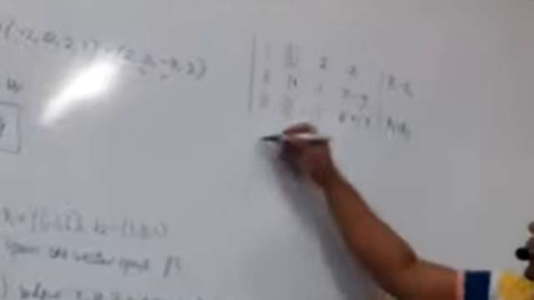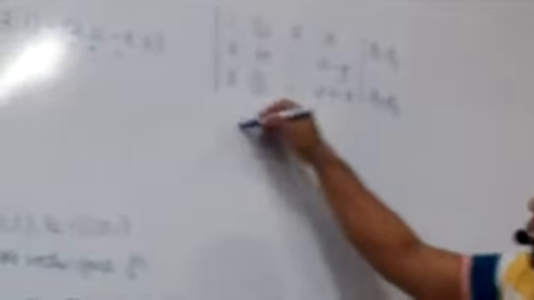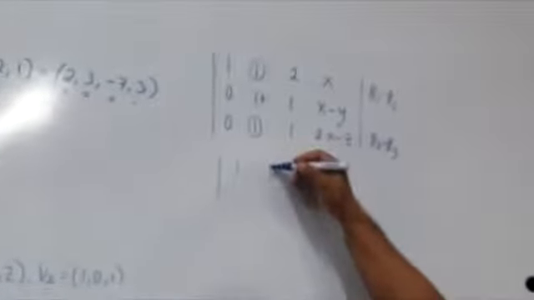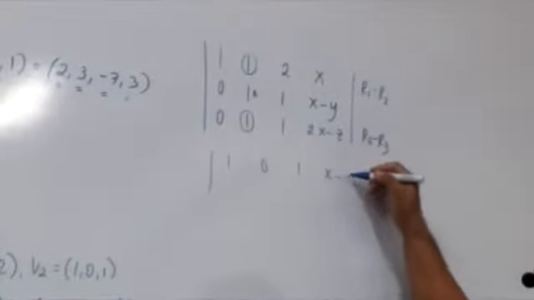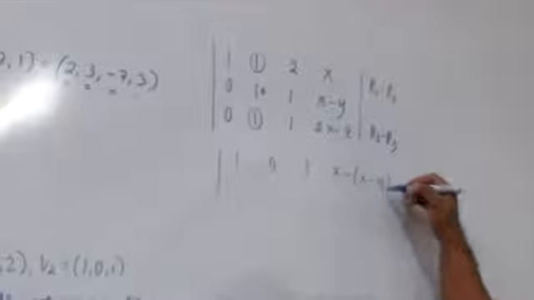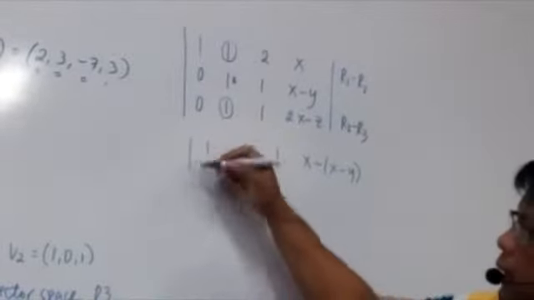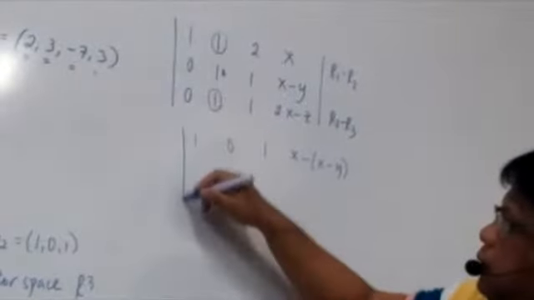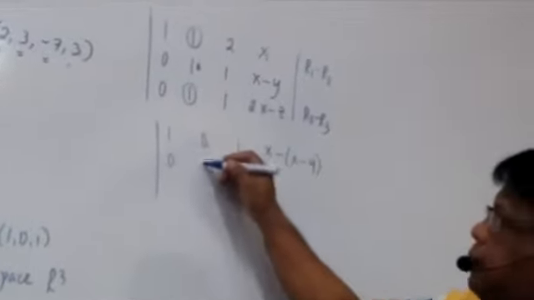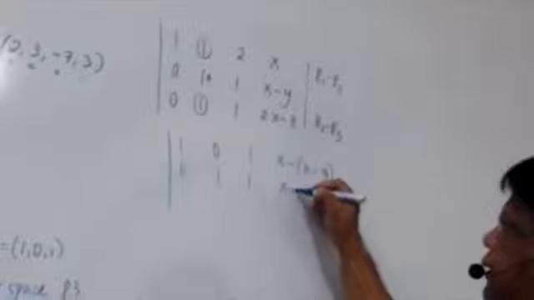Okay? So what is it now? 1 minus 0 is 1. 1 minus 1 is 0. 2 minus 1 is 1. Then you have now x minus quantity x minus y. Okay? So do not simplify this yet. That's okay? So we go now to the second row. So just copy 0, 1, 1, x minus y.